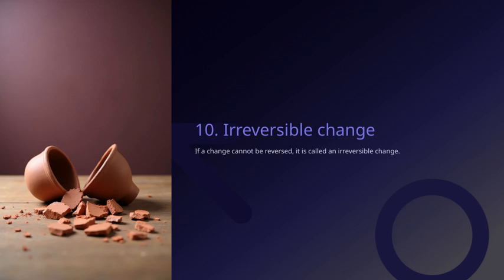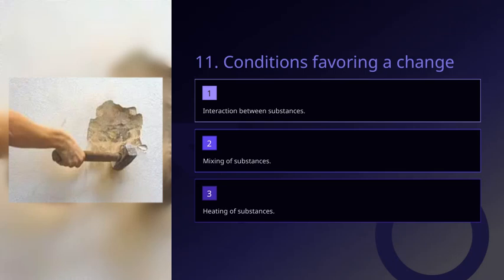They often involve a significant transformation, like a chemical change, which fundamentally alters the substance. Recognizing these changes helps us understand the importance of careful handling of materials and processes. This concept ties into the overall theme of understanding how different changes affect materials and why some are permanent while others can be reversed. Now, let's look at the conditions that favor a change in substances.